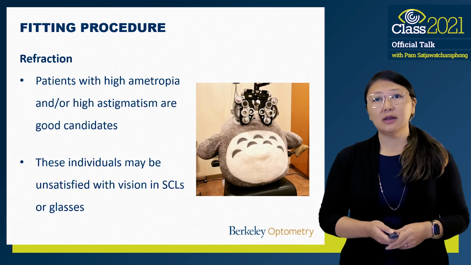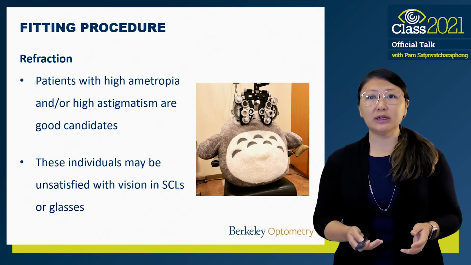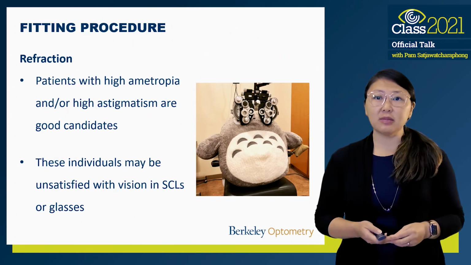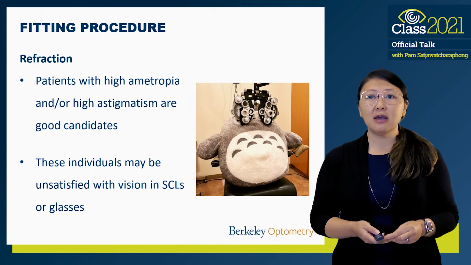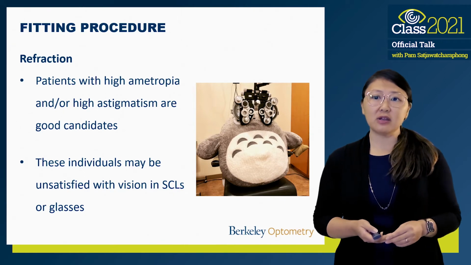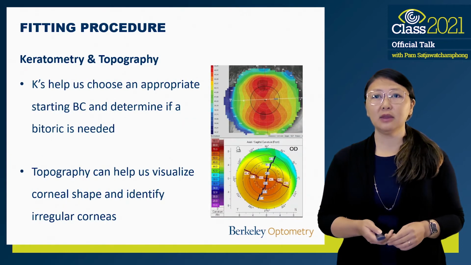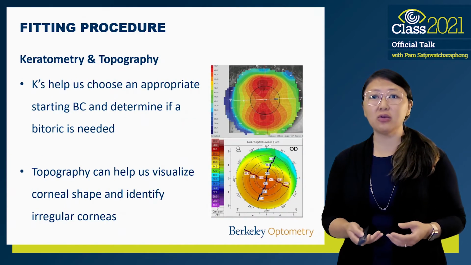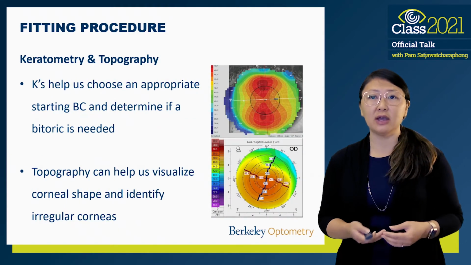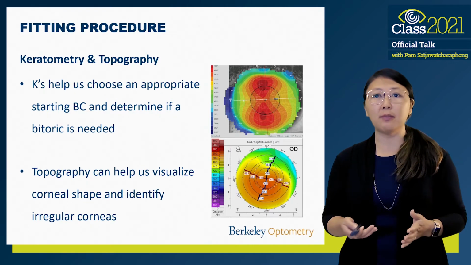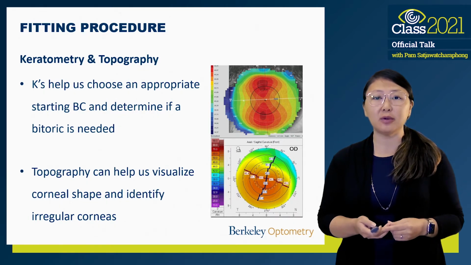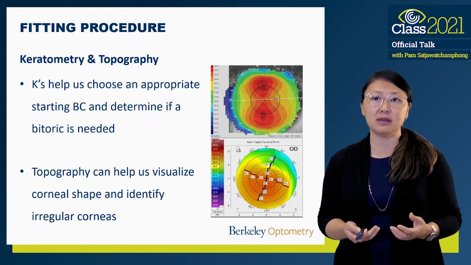So refraction. Think about patients with high ametropia and/or high astigmatism because they tend to be good candidates. They may be unsatisfied with the vision in their soft lenses or their glasses. Keratometry is going to help us choose an appropriate starting base curve and also determine if a toric or bitoric GP might be needed as opposed to a spherical base curve GP.